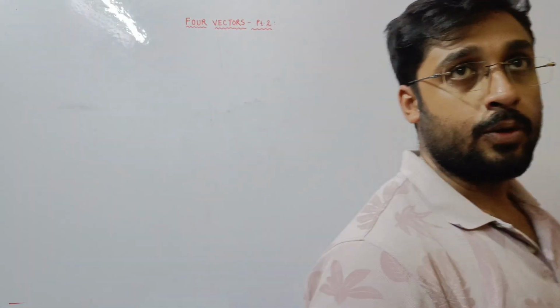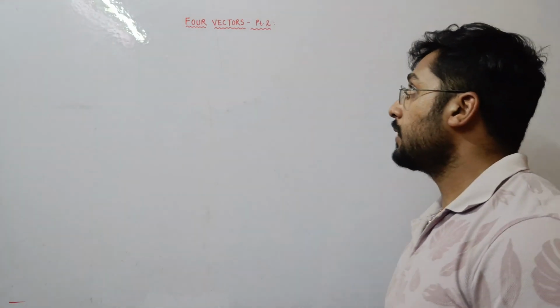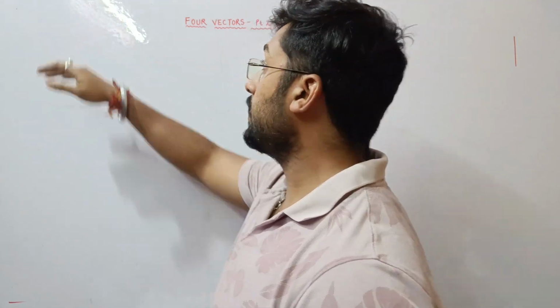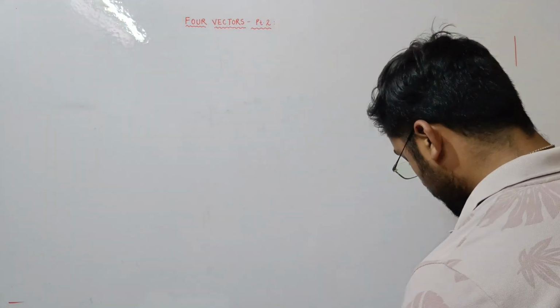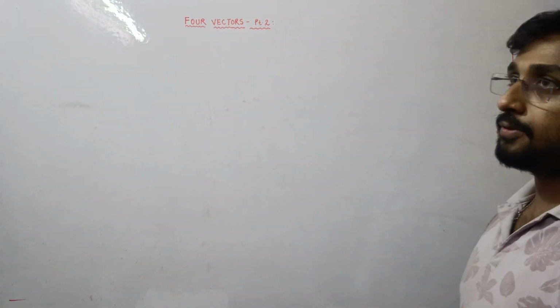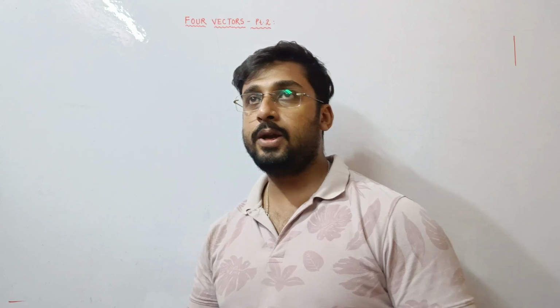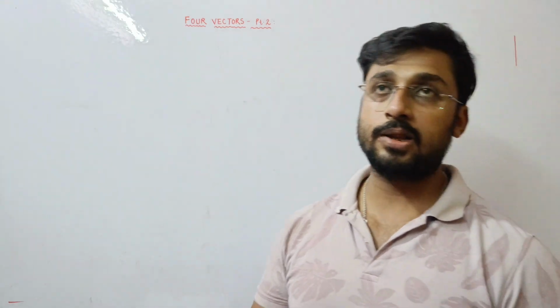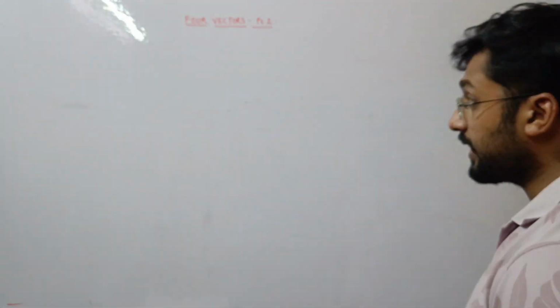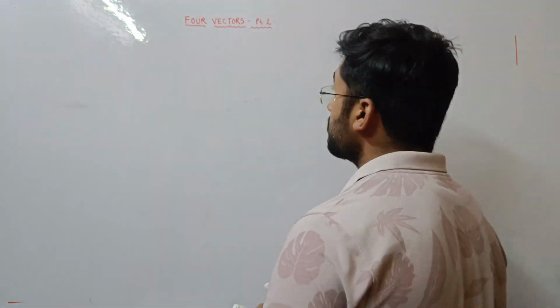So, hello everyone. Welcome to the second lecture in the series on special relativity, in particular four vectors. In the previous lecture, we discussed what are called four vectors, and we also discussed the properties a physical quantity must have to become a four vector. So let me revise those concepts.